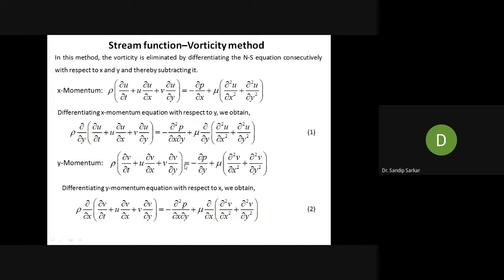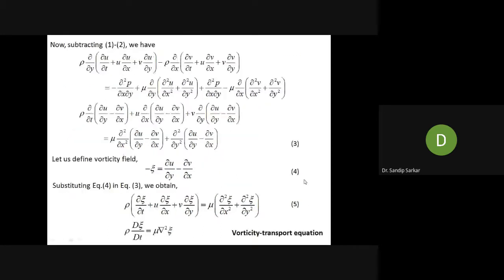Then what do we have to do for the y momentum equation? Taking the derivative with respect to x. Yes. So del del x of rho (del v del t plus u del v del x plus v del v del y) equals minus del 2p by del x del y plus mu del del x of (del 2v by del x2 plus del 2v by del y2). Then what do we have to do? Then we have to subtract. Good, subtract 2 from 1, right? Yes, subtracting 1 minus 2.